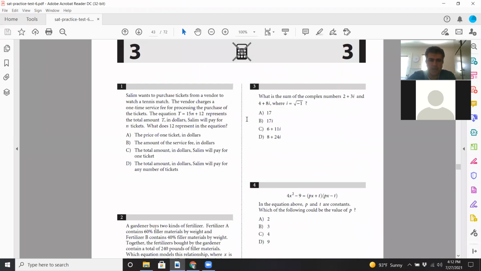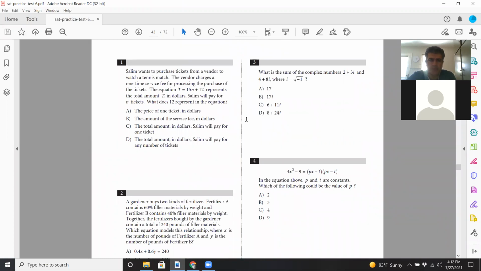So for number 1, Slim wants to purchase tickets from a vendor to watch a tennis match. The vendor charges a one-time service fee for processing the purchase of the tickets. The equation below represents the total amount T in dollars Slim will pay for N tickets. What does 12 represent in the equation?